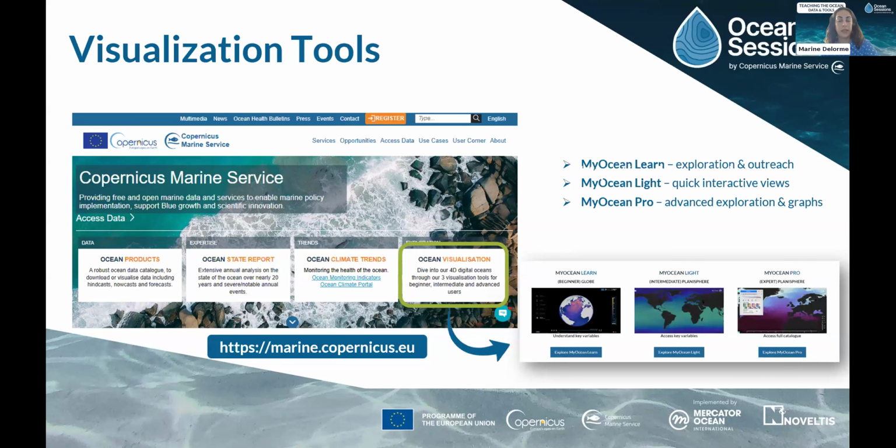In addition to downloading data, you can explore it visually using our online tools available under Ocean Visualization. There are three viewers, each designed for different needs. MyOcean Learn is ideal for outreach, education, and simplified exploration. MyOcean Lite, perfect for quick interactive viewing of essential ocean variables. And MyOcean Pro, our advanced viewer for more detailed exploration, selecting specific datasets, comparing satellite, in situ, model data, performing custom queries, and generating high-resolution graphs.